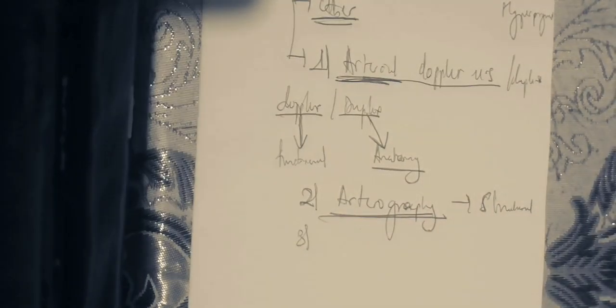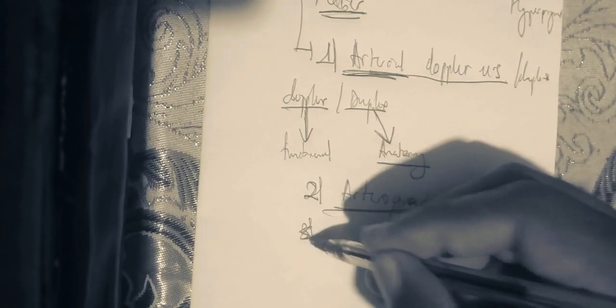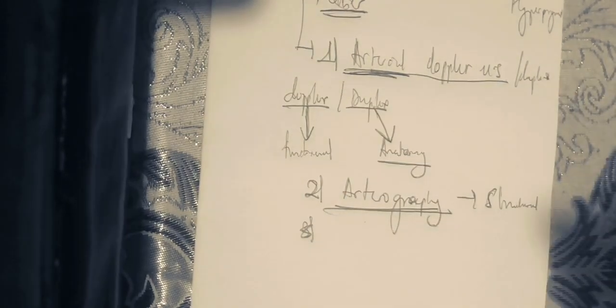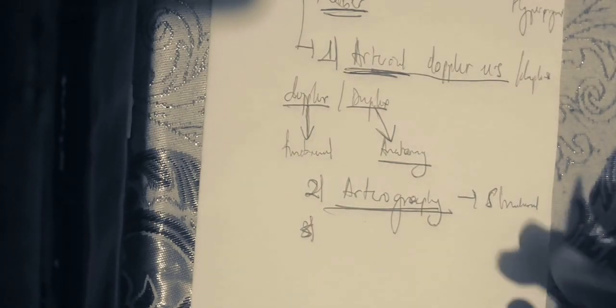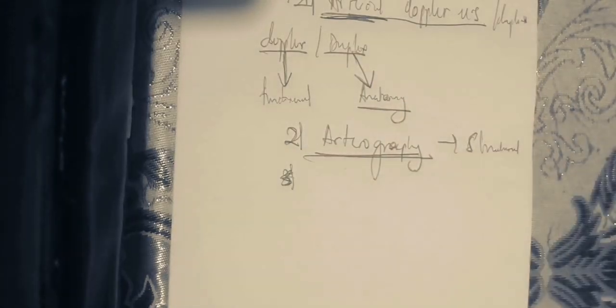So you can now also do other things like CT scan with arteriography to visualize that. So those are the different things that you have to do in order to assess for an abnormality in the artery. Is it clear?